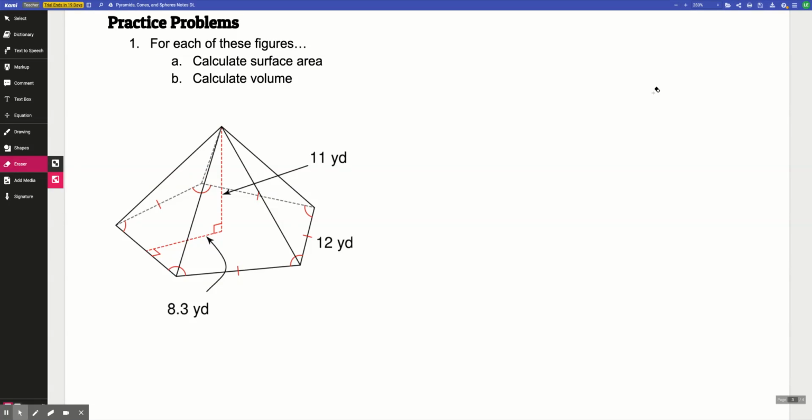Hello folks, this is a quick video for you that's going to go through some practice problems for surface area and volume of pyramids, cones, and spheres. Okay, so I'm actually going to do one live for you here. It's definitely the most complicated one because it's a pentagonal pyramid.